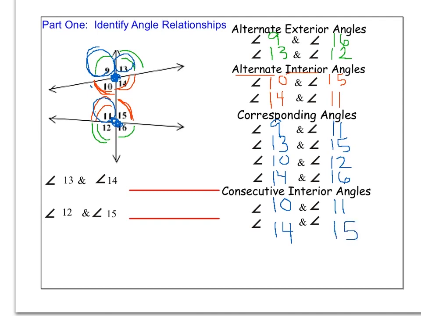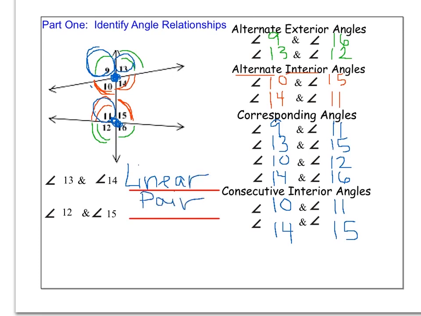Now if you look at angle 13 and 14, 13 is an exterior and 14 is an interior angle. But notice how they are adjacent. They share a side and the side that they don't share make a straight line. And we know that these types of angles are called supplementary angles or linear pairs. So we can write these as a linear pair.